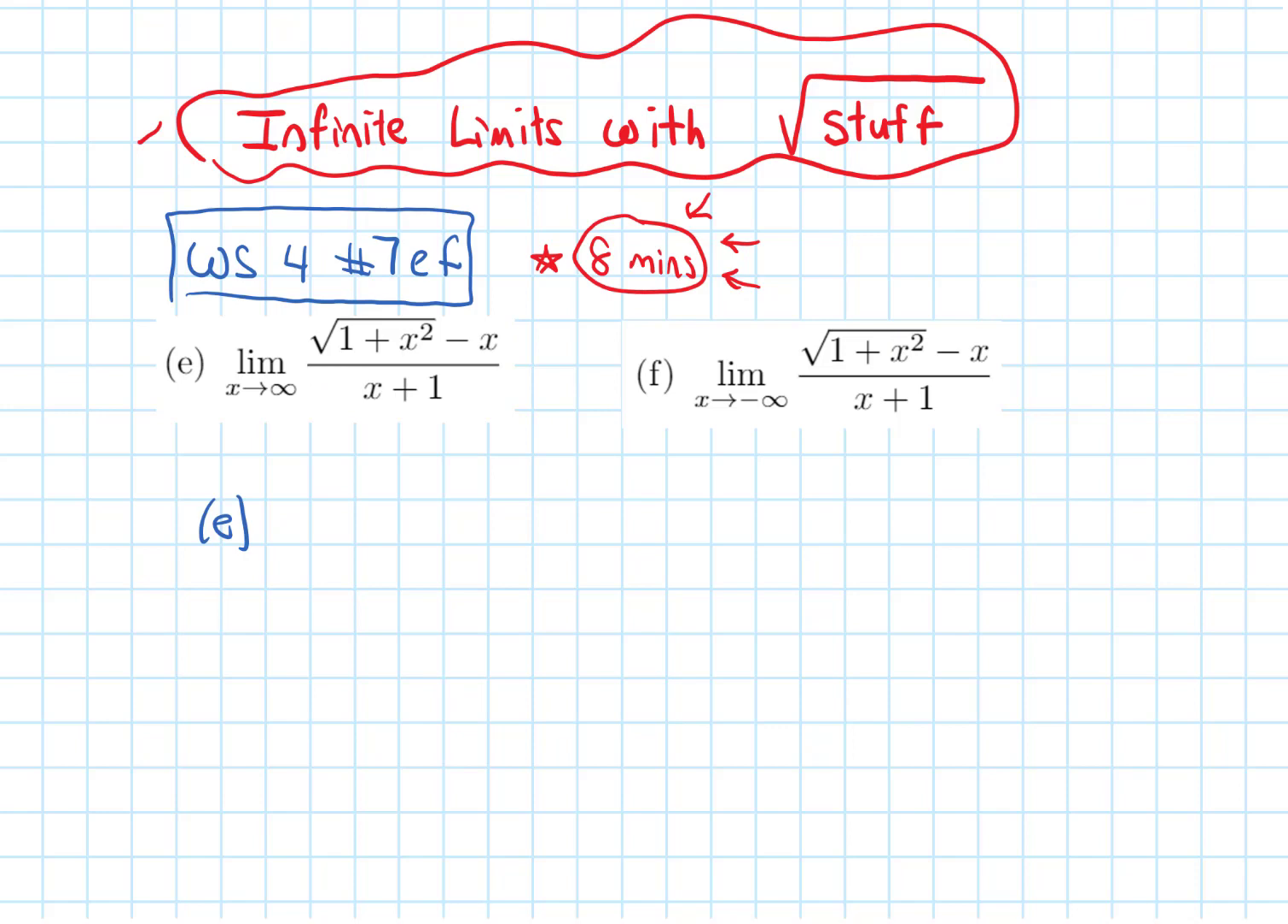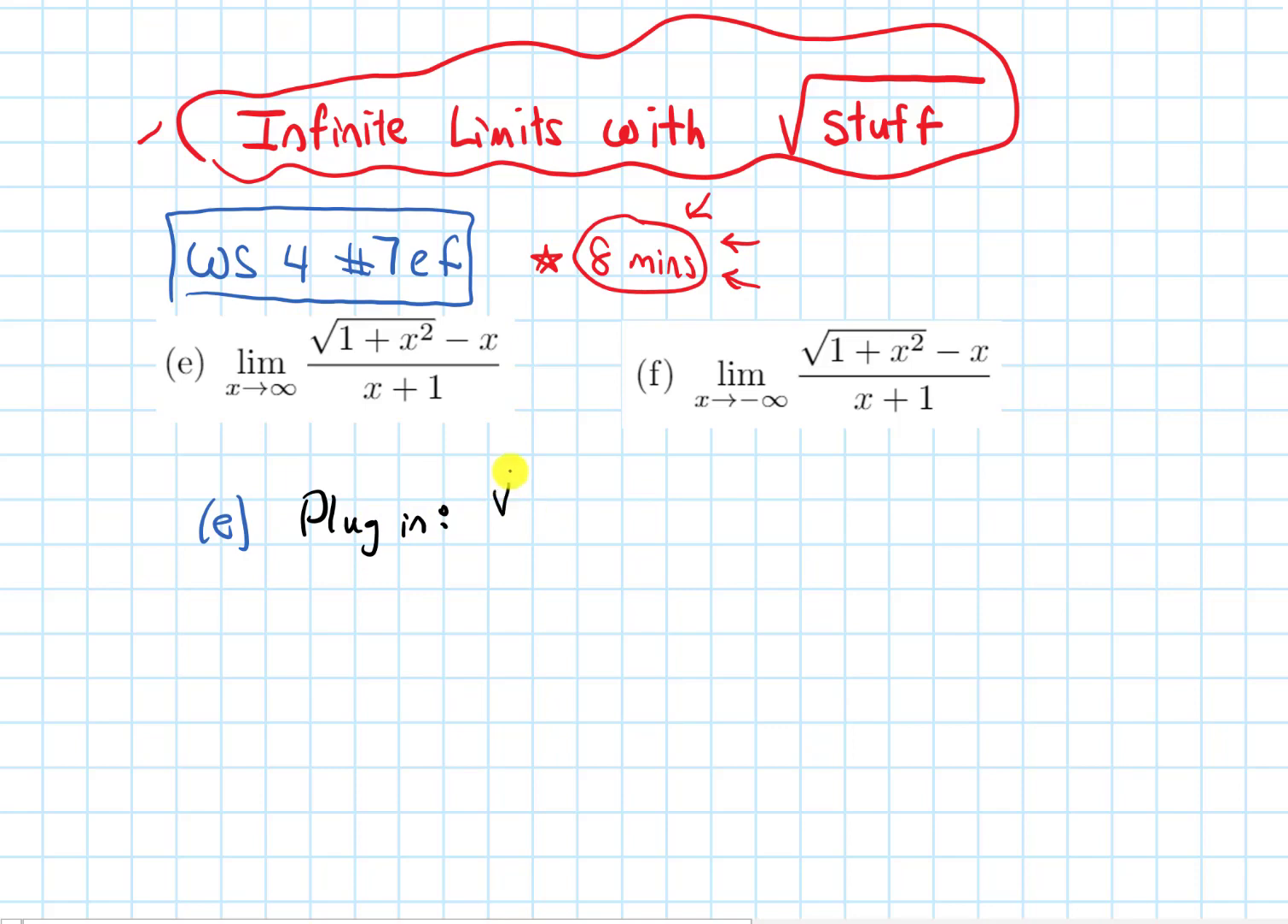All right, so hopefully you paused it and tried it for about 8 minutes. Let's talk about it. For E, I have this infinite limit, and I could start it off by just plugging in and see what happens.